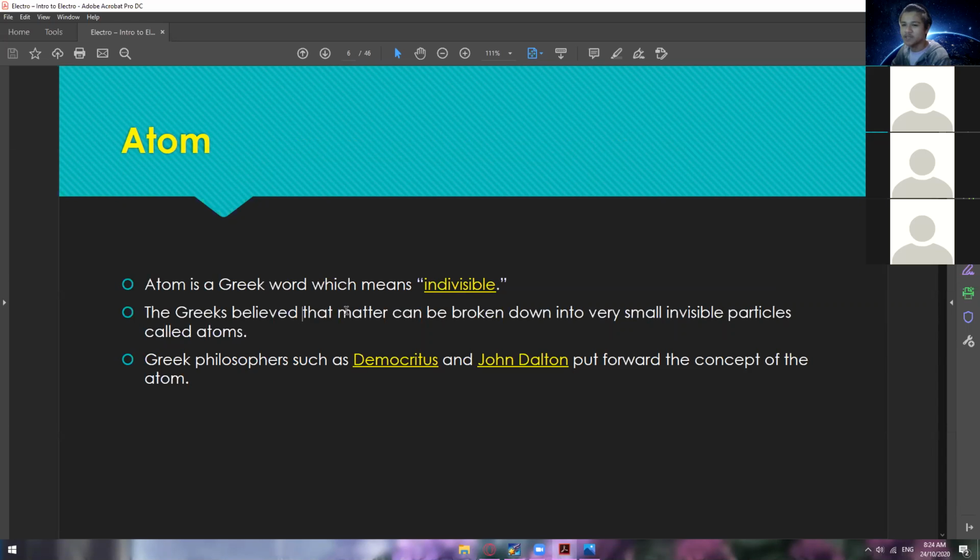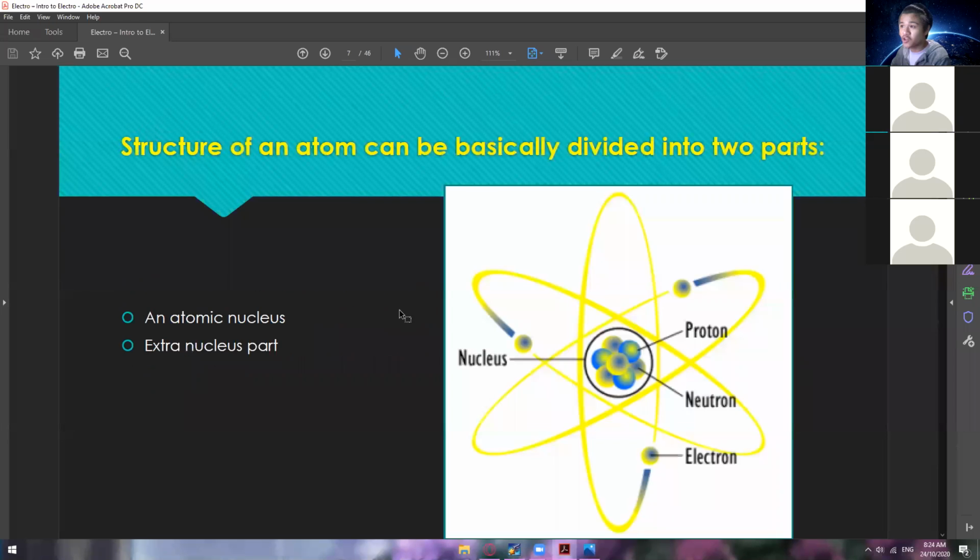Okay, so when we say atom, of course it means indivisible. You cannot divide it anymore. But it's quite weird since an atom has a structure or has smaller particles inside of it. Okay, so here's the structure of an atom, and it can be easily divided into parts. So quite weird, right? They said that atom is already the smallest particle, but you can still look for the smaller particles or the composition of that matter.